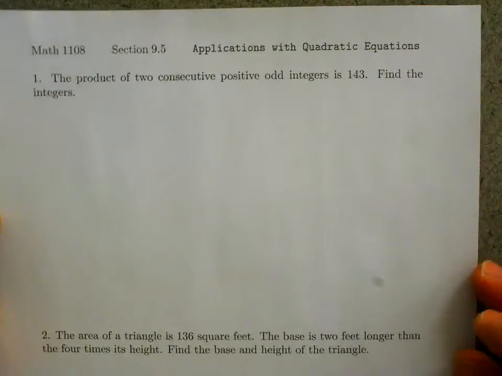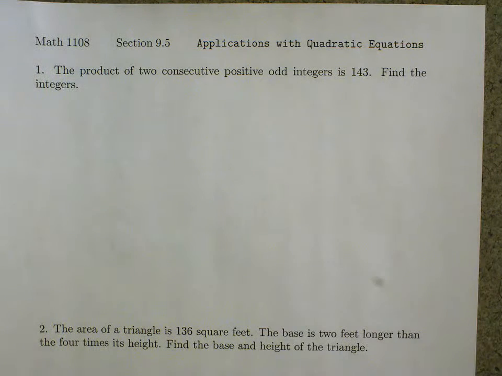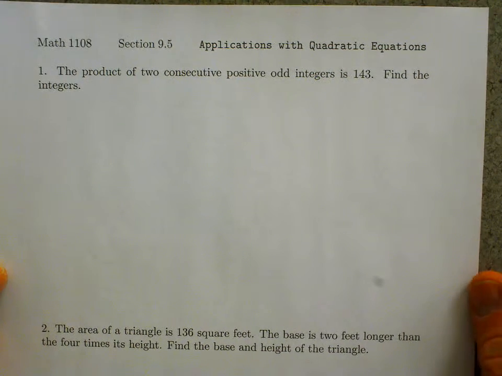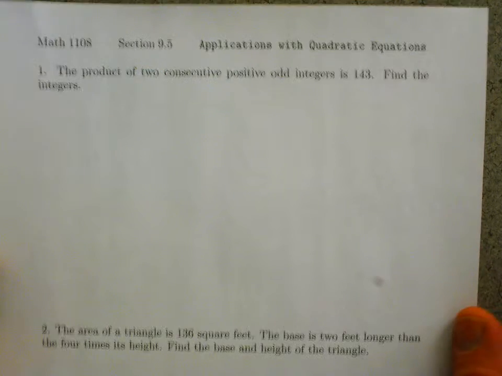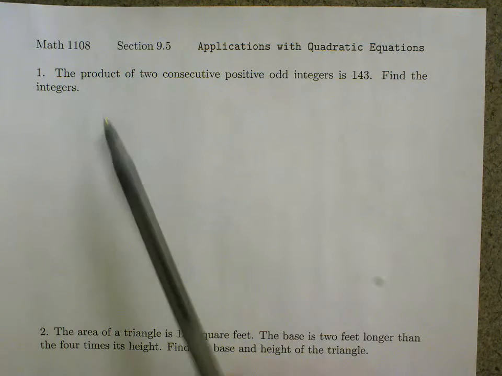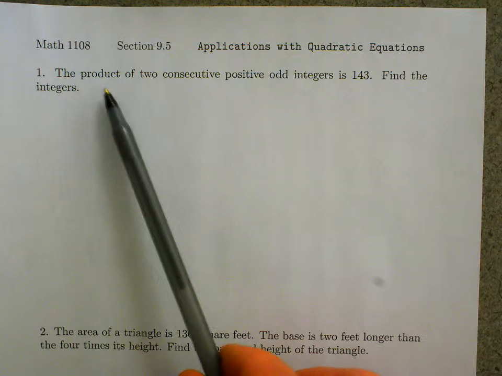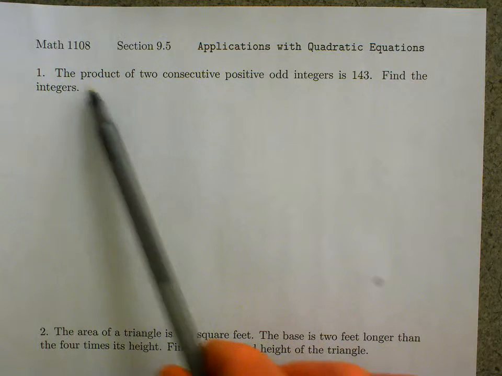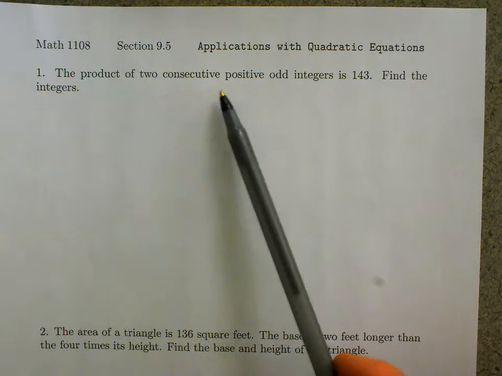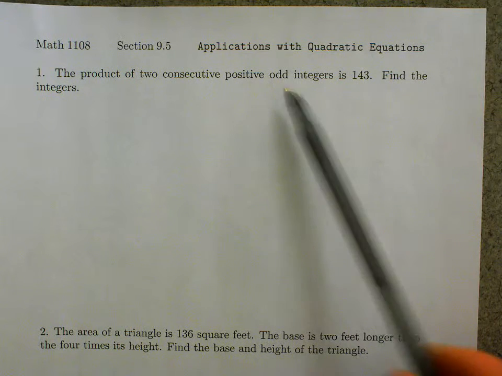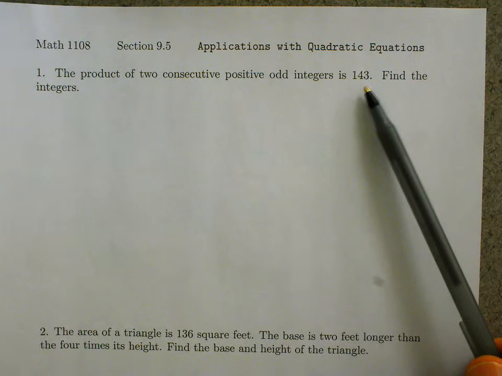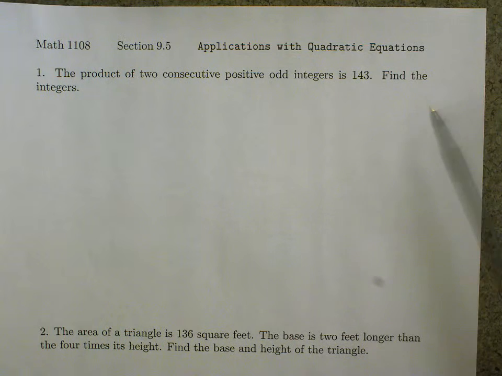We'll look at some problems that are similar to ones we've seen before, but some of these will work out a little bit differently. This first one is very much like one that we've already done. The product of two consecutive positive odd integers is 143. Find the integers.